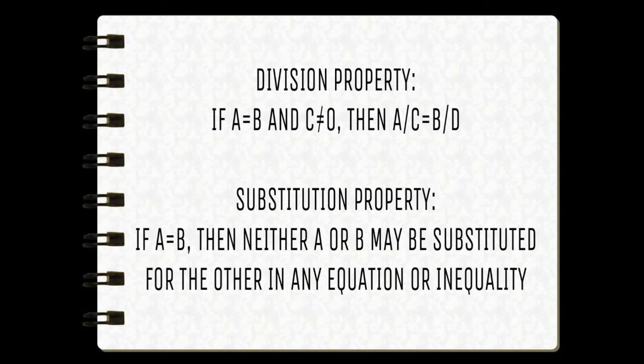Division property: if A equals B and C is not equal to 0, then A over C is equal to B over C. Substitution property: if A equals B, then either A or B may be substituted for the other in any equation or inequality.